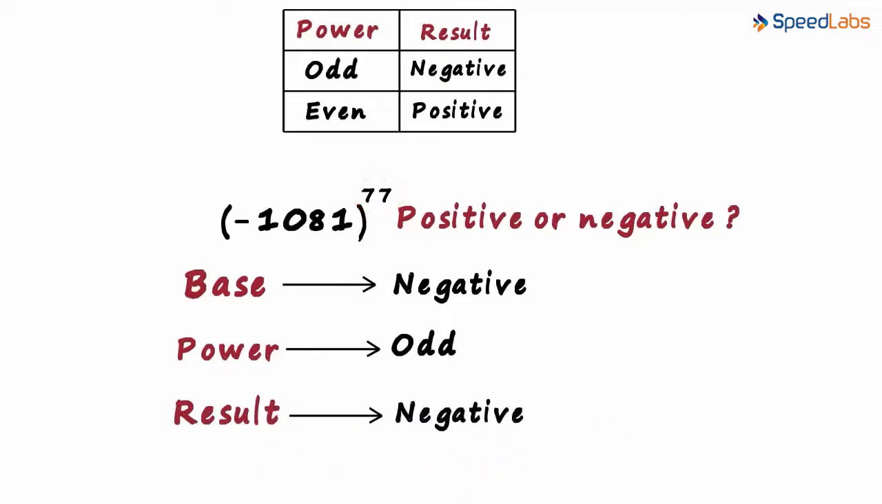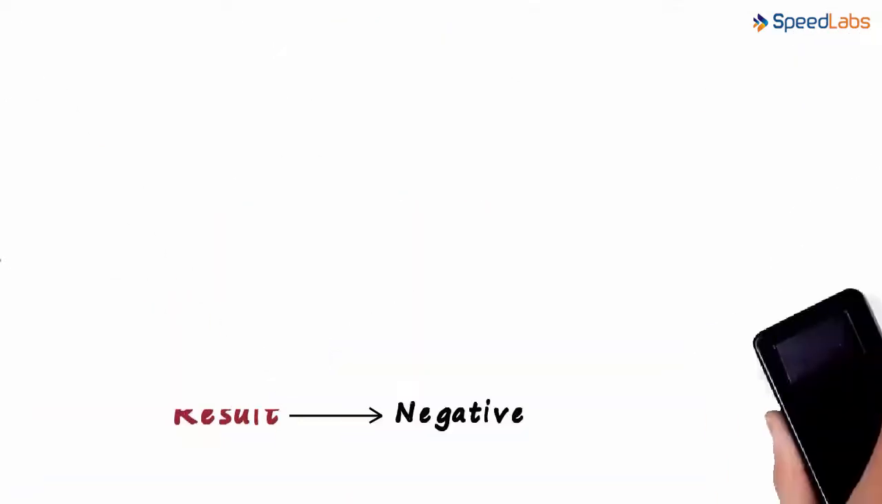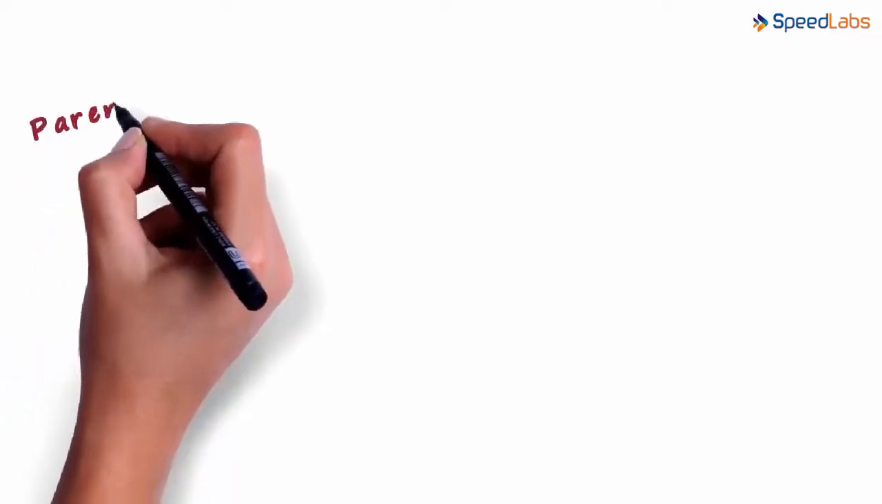Remember, we are not talking about negative exponents. We are looking at the exponents with a negative base. Negative exponents would mean the power or the index is negative. We will look at negative exponents in another video. There's one last thing you need to know about exponents with a negative base. It's the importance of parentheses.